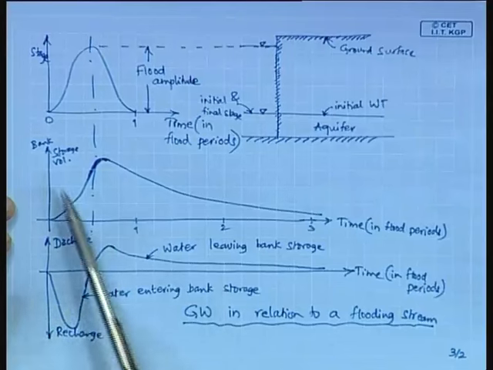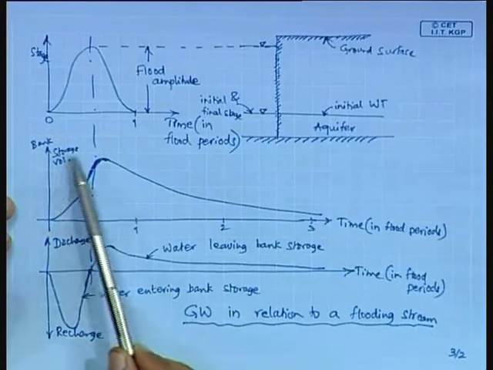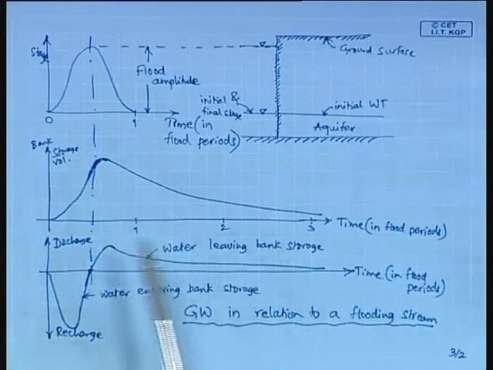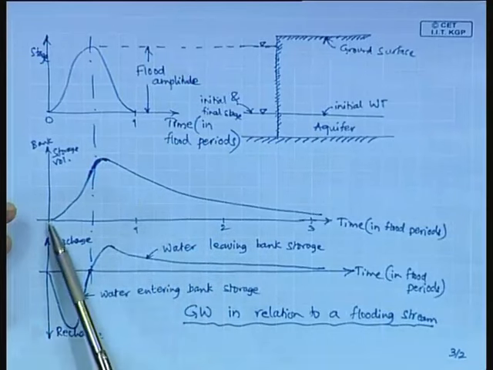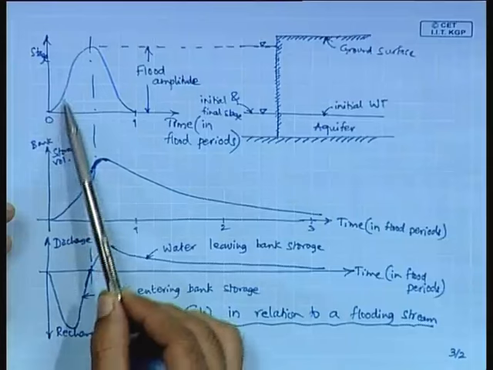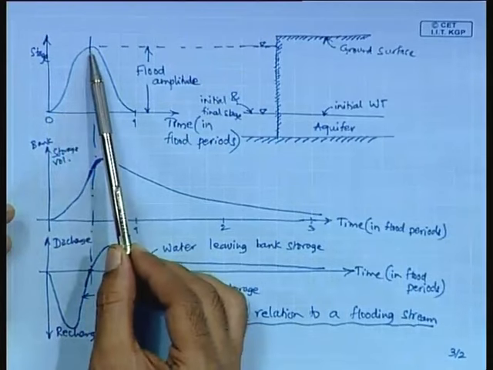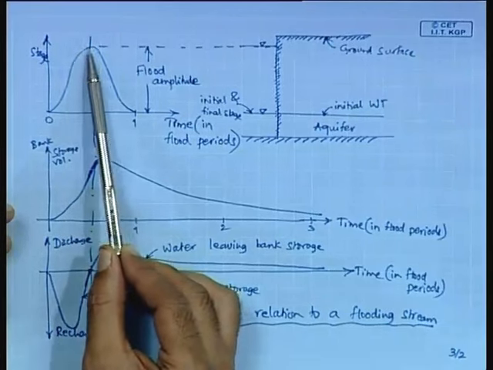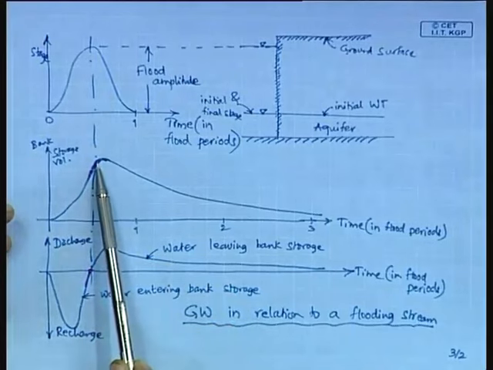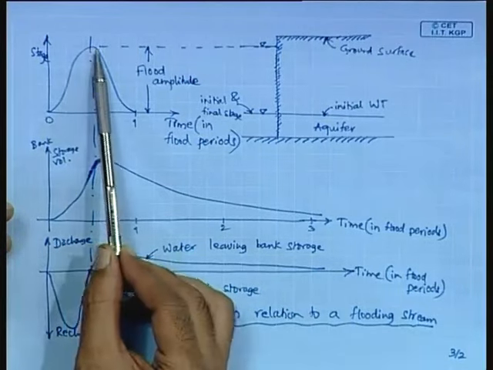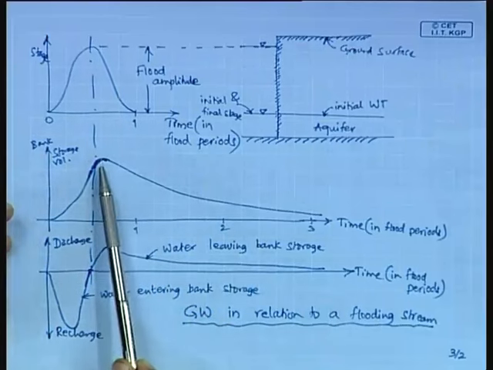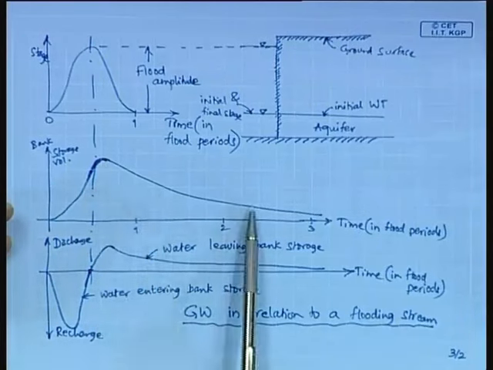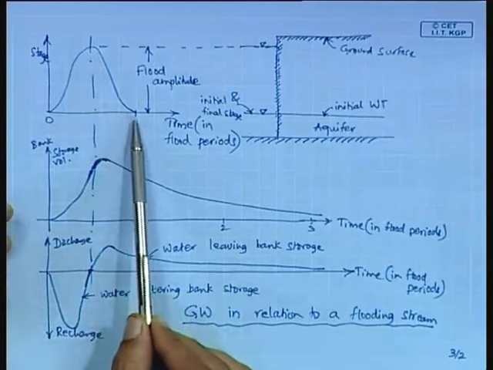So now let us consider the bank storage. Essentially, this bank storage volume is the volume of flood water which gets stored in the banks, of course, which includes beds also. As the flood stage goes on increasing from the initial level to the flood peak stage, the bank storage volume also goes on increasing. When the flood stage is at its peak, the bank storage volume is also at its peak. And as the flood stage goes on decreasing, the bank storage also goes on decreasing, but more gradually, not as abruptly as the flood wave.